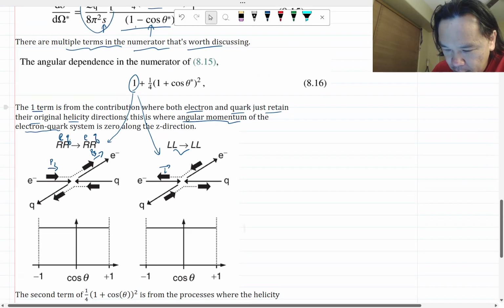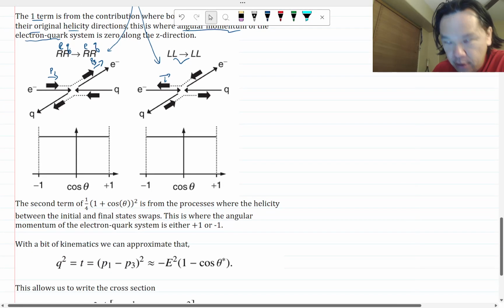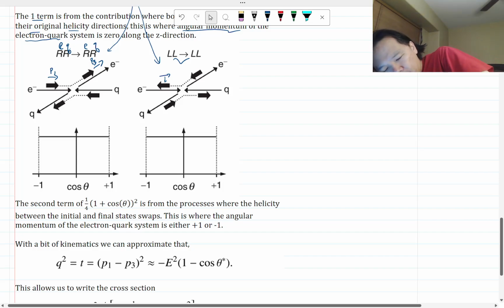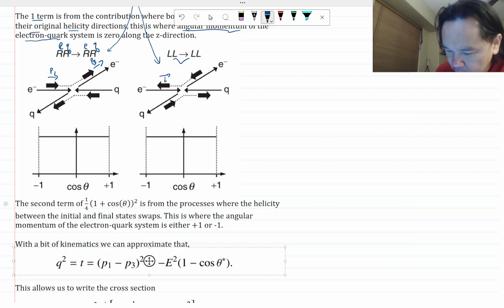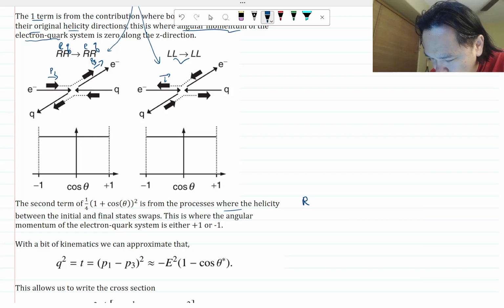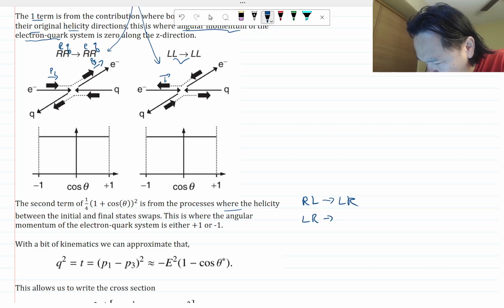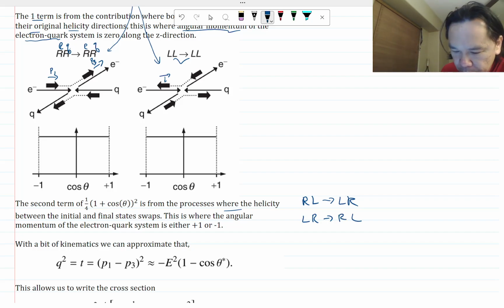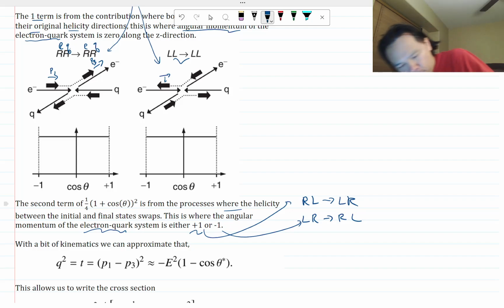But the second term, this one right here, is our usual 1 plus cosine theta, the whole thing squared. This is where the helicity states swap between the two, where you have RL, let's say, and that's going to be swapped to LR, or if you started with LR, it swaps to RL. In this case, the electron-quark system has a total helicity of either +1 or -1, depending on which one we're talking about.